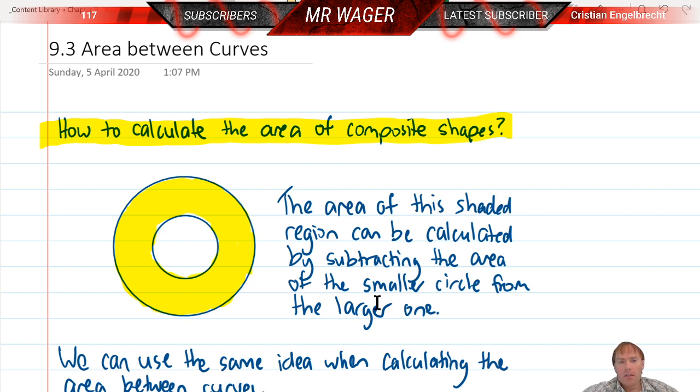So today what I thought we'd do is start by looking at the area of composite shapes. We know how to work out the areas of composite shapes way back in years 8 and 9, maybe even in year 7. If you wanted to work out the area of this shaded region, you would first work out the area of the outside, the bigger shape, and then take away the area of the inside, the smaller shape. We're going to apply that same idea when we're working out the area between functions, between curves.